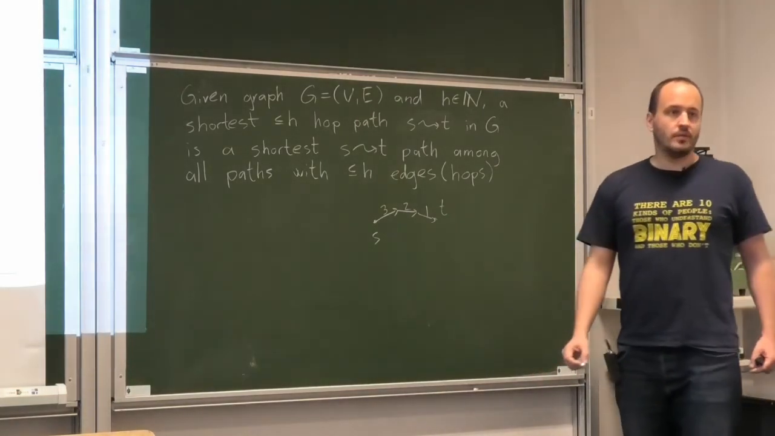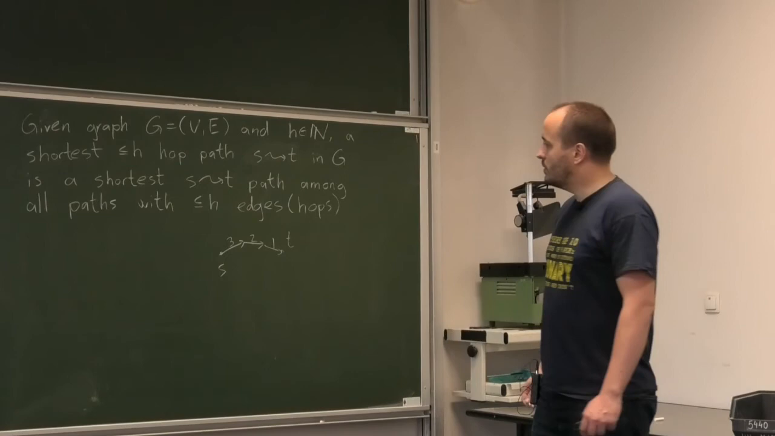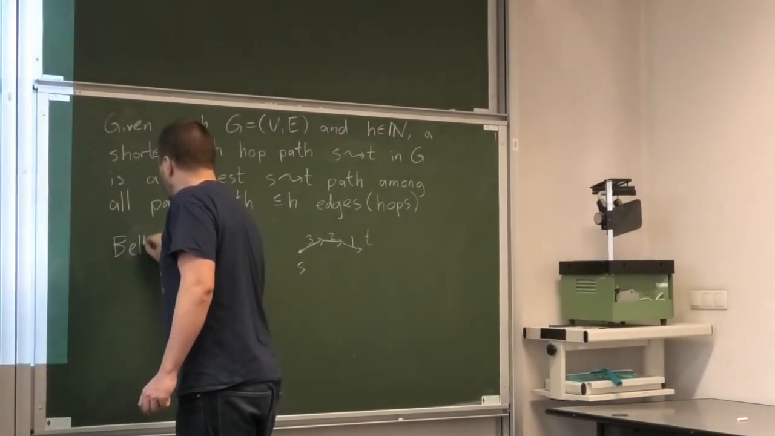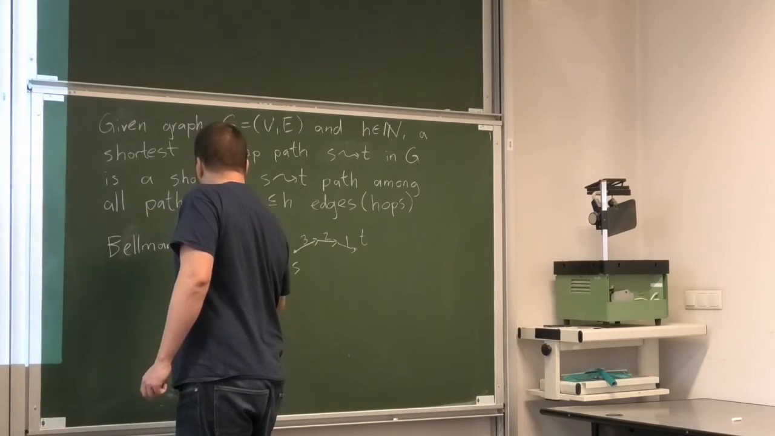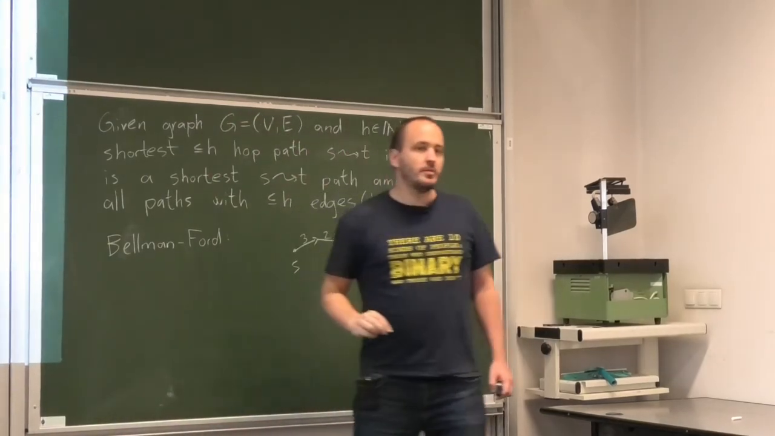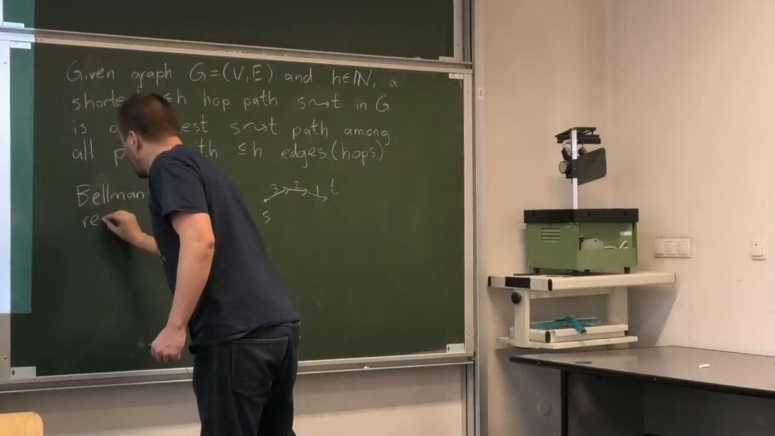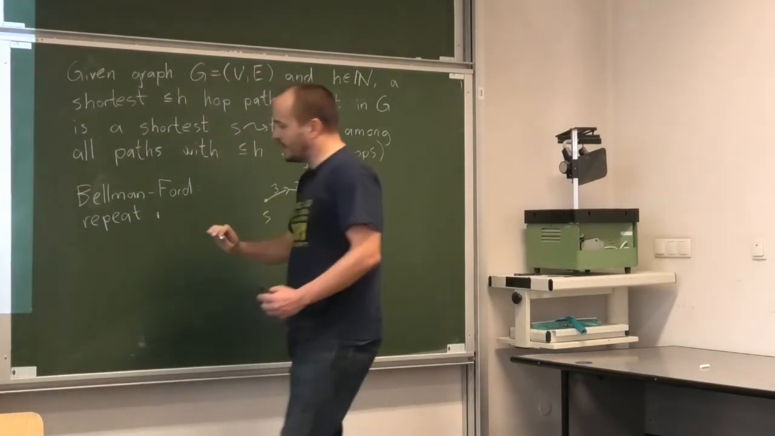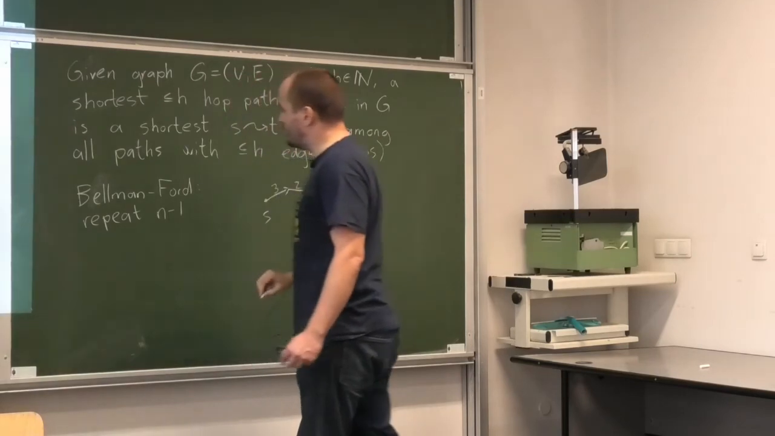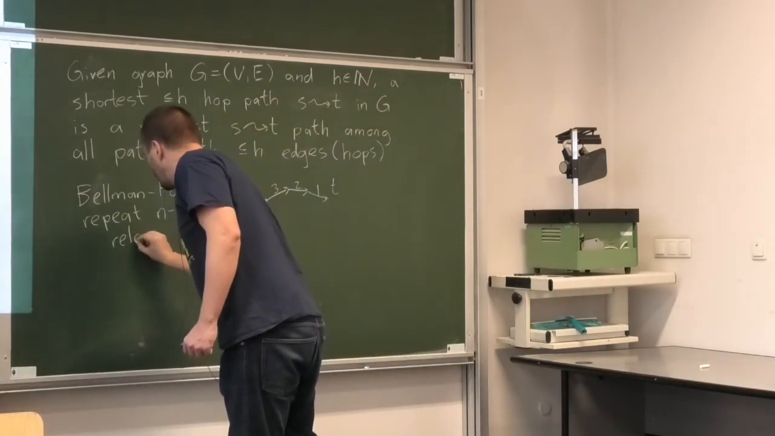But what we can do is we can use Bellman-Ford. So who here is not familiar with Bellman-Ford's algorithm? Okay. So just a very quick summary of Bellman-Ford. So basically what it's doing, is everyone familiar with edge relaxations? Okay, so there's a special case where if you have negative cycles, let's ignore that because we're not looking at negative edges here. So repeat n minus 1 times, so this is just a for loop, relax all edges in any order.